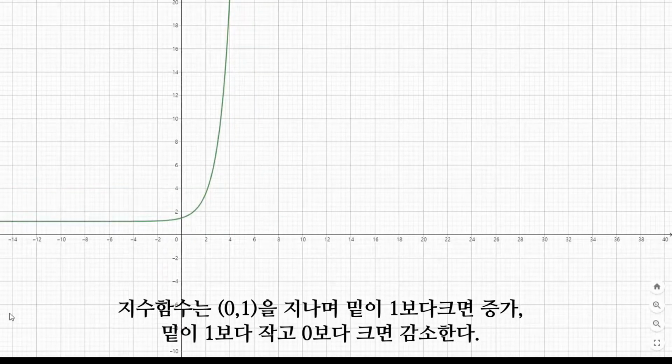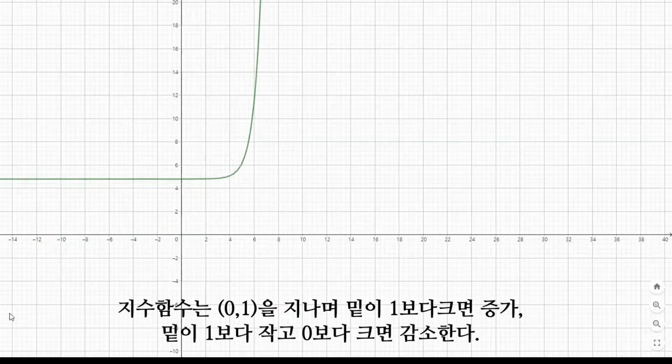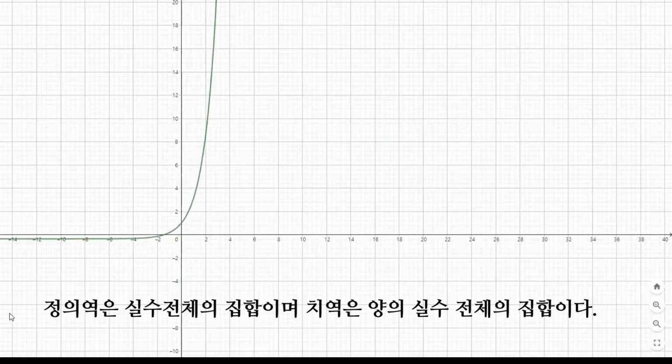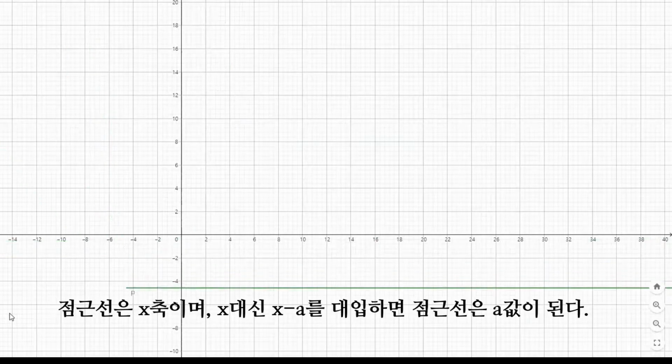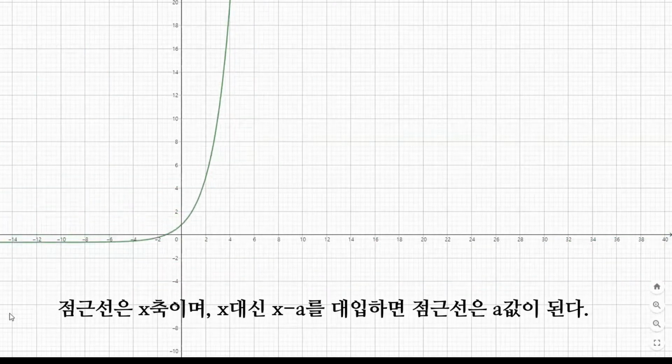The exponential function increases if the base is greater than 1, and decreases if the base is less than 1 and greater than 0. The domain is the set of all real numbers, and the range is the set of positive real numbers. The asymptote is the x-axis, and if x − a is substituted for x, the asymptote becomes a different value.